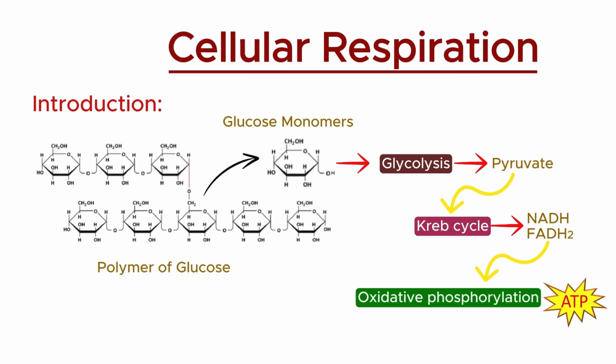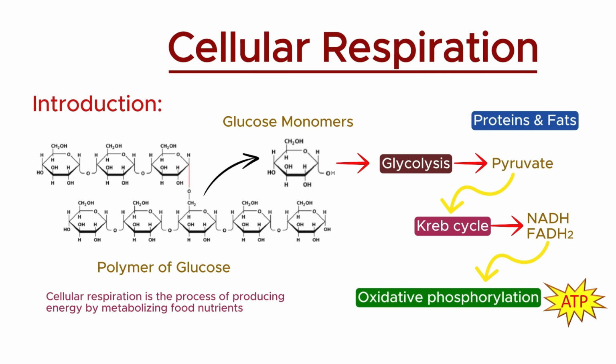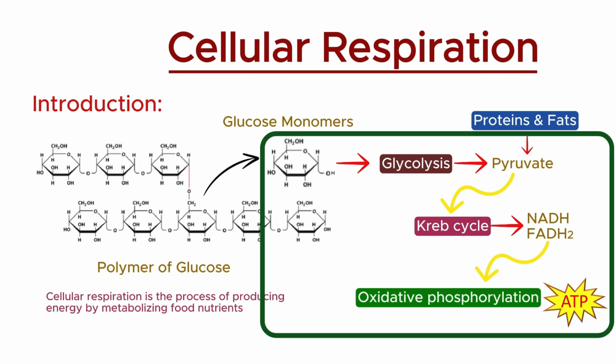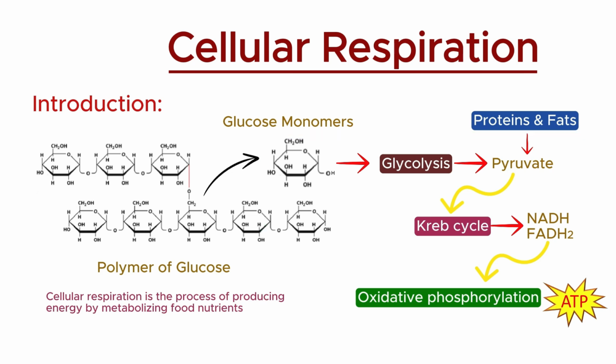In essence, cellular respiration is the process of producing energy by metabolizing food nutrients. Proteins and fats can also produce pyruvate, which then enters the Krebs cycle, following the same pathway as carbohydrates. Now, let's dive into this and explore how ATP is produced.